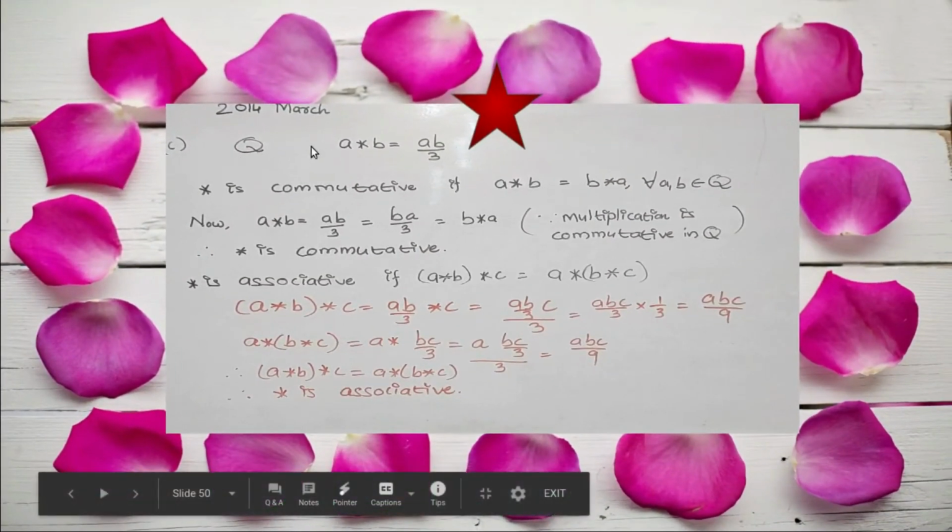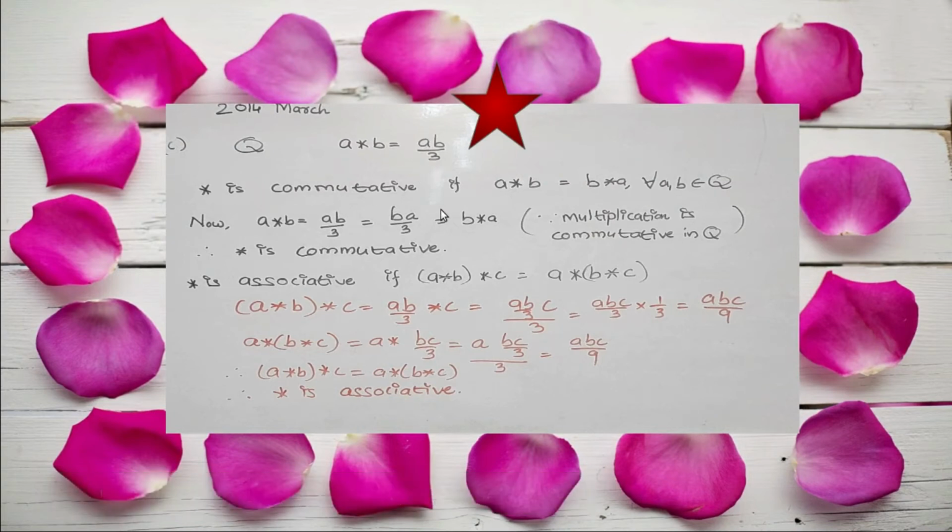Here the set is Q, and a star b is ab by 3. Star is said to be commutative if a star b equals b star a for all a, b belonging to the given set. Here the given set is Q. Now a star b, by definition, is ab by 3. We can write ab as ba, since multiplication is commutative. So ab is equal to ba, and ba by 3 is equal to b star a. So we have a star b equal to b star a.